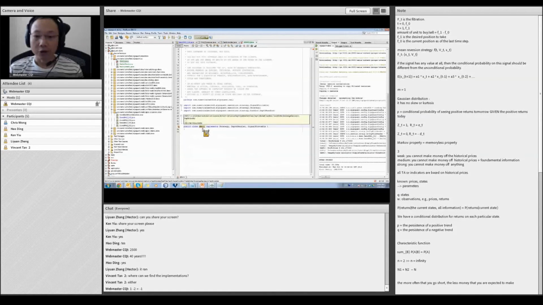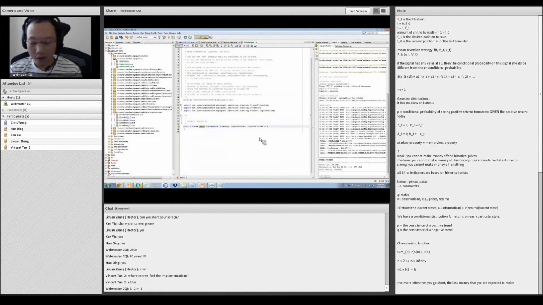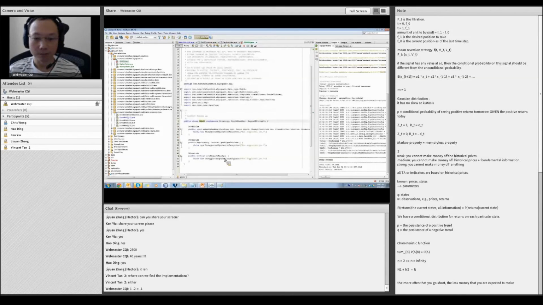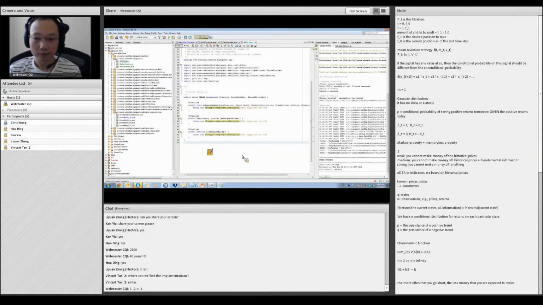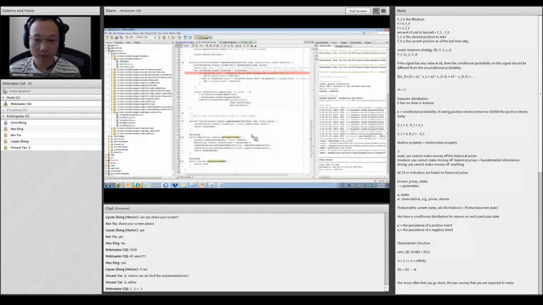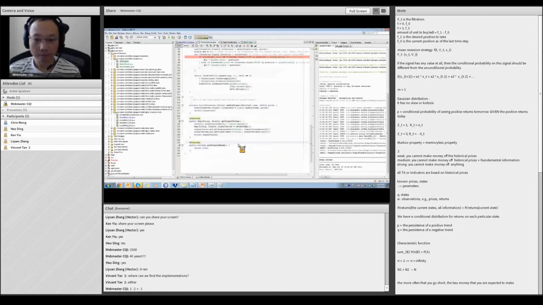Okay. So GMA21, what are the GMA21 strategies? We discussed it yesterday. Basically, it's saying when the current price is bigger than the last price, we buy and enter a long position. When the current price is smaller than the last price, we sell and enter a short position.